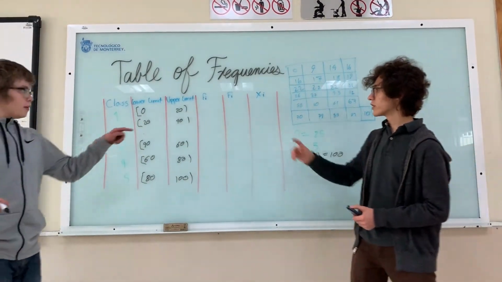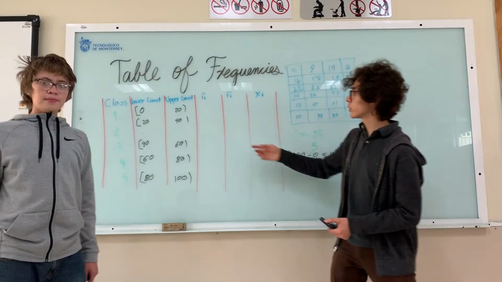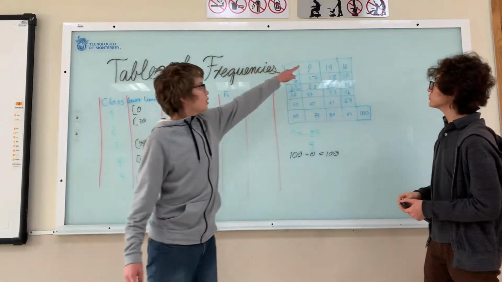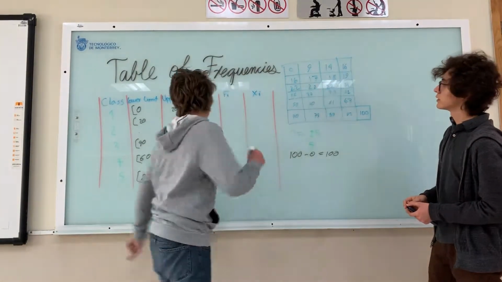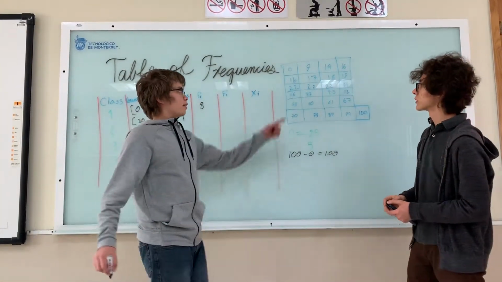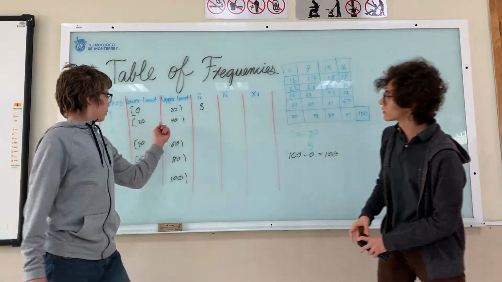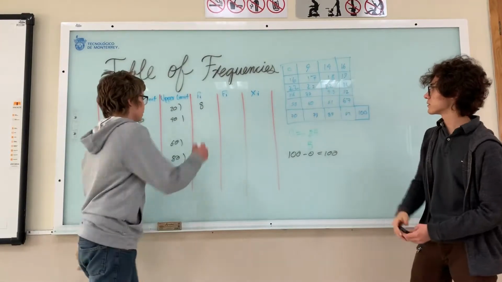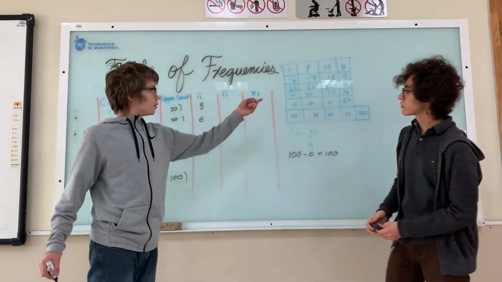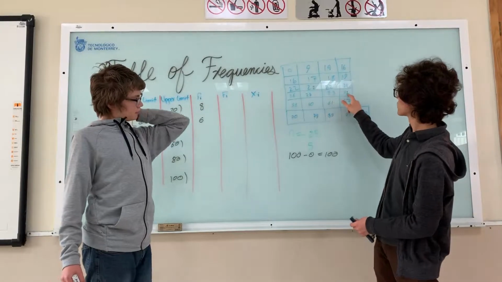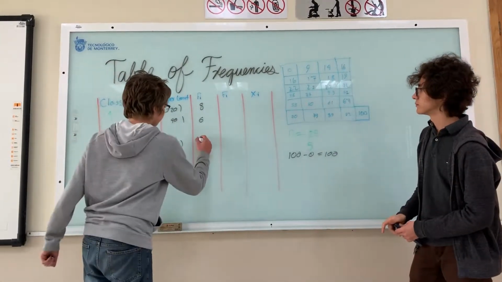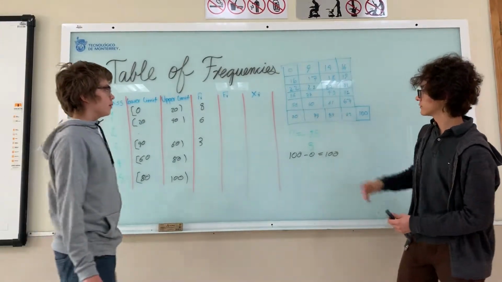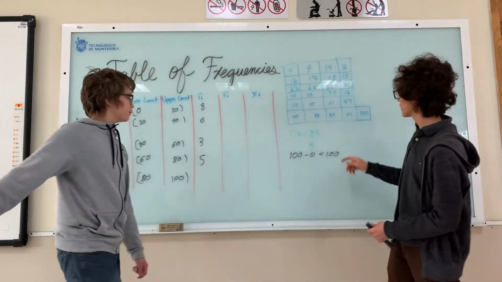Then we need to find the frequencies. That is, how many times we have a value within this range. So here between 0 and 20, we have 1, 2, 3, 4, 5, 6, 7, 8. So we put an 8 here. Then from 20 to 40, we have 1, 2, 3, 4, 5, 6. Then from 40 to 60, 1, 2, 3. Then 60 to 80, 1, 2, 3, 4, 5. And finally, 3.